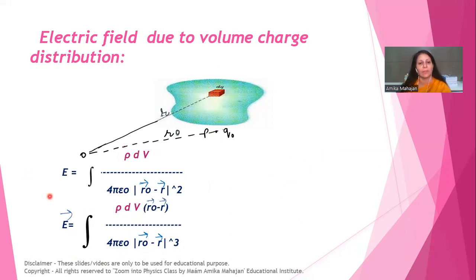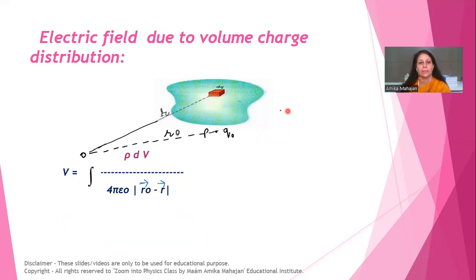Now, this can also be expressed in vector form. What I have to do is multiply this magnitude with the unit vector along this line joining dq and q naught. That unit vector will be r naught minus r vector divided by the magnitude of r naught minus r. So when I multiply this term with this factor, what I get is a cube in the denominator, with the magnitude of r naught minus r.